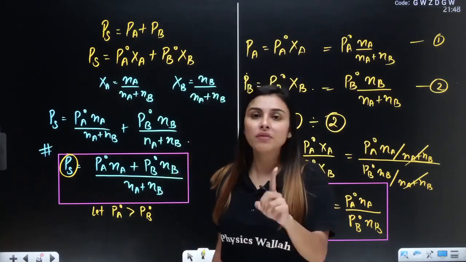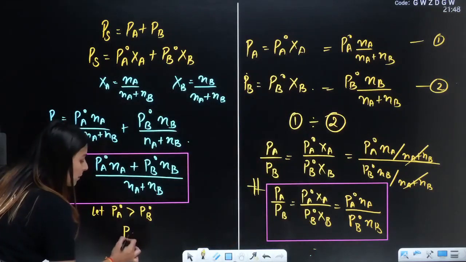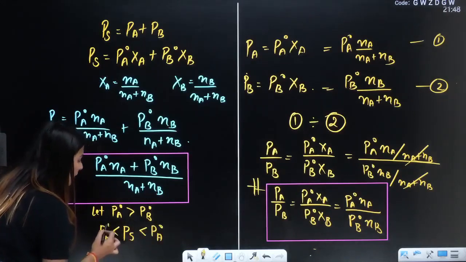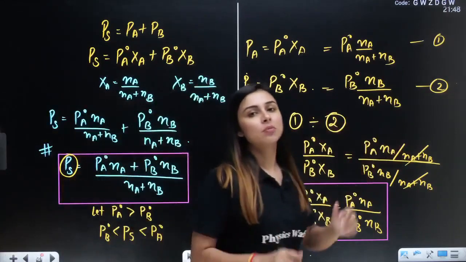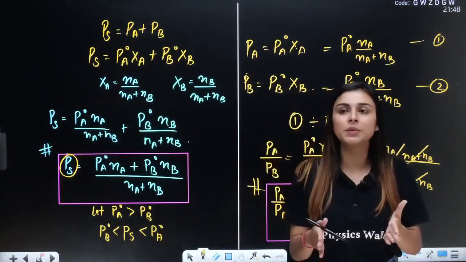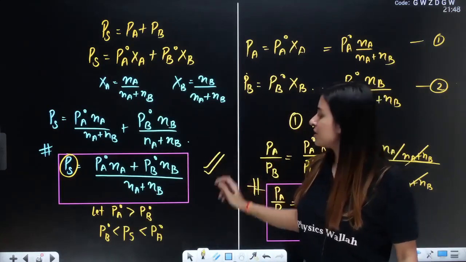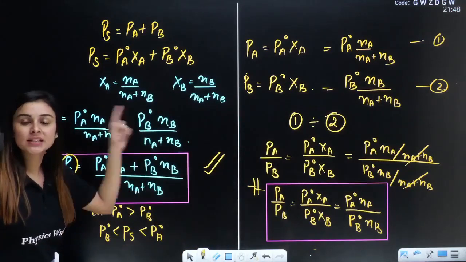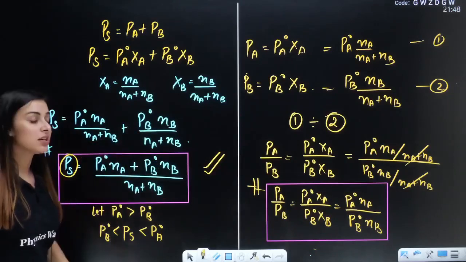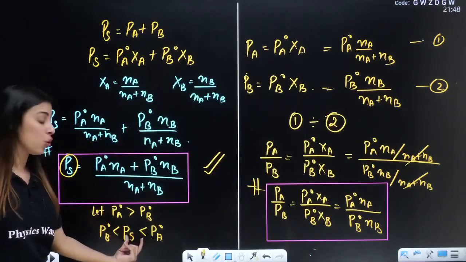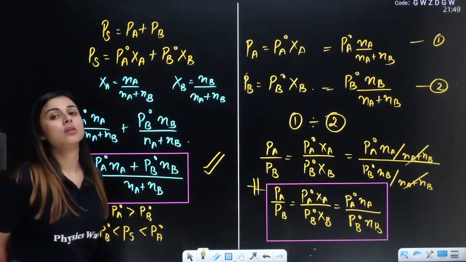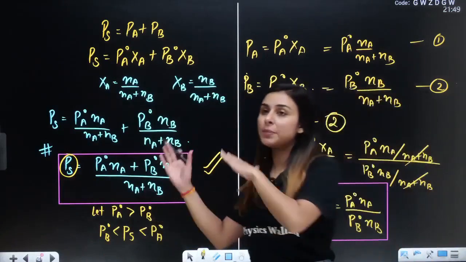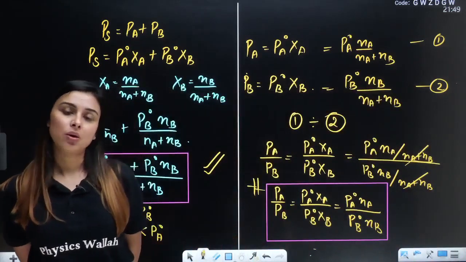Then, my dear students, always and always your solution's pressure will be in between the two. It can never be more than both or less than both. It will always be in between, which is told by this particular expression, because you see that it is the molar average here, and that is the reason that the solution's vapor pressure will always be in between the pure solvent's vapor pressures. It cannot exceed or be less than the vapor pressures of pure A and B.